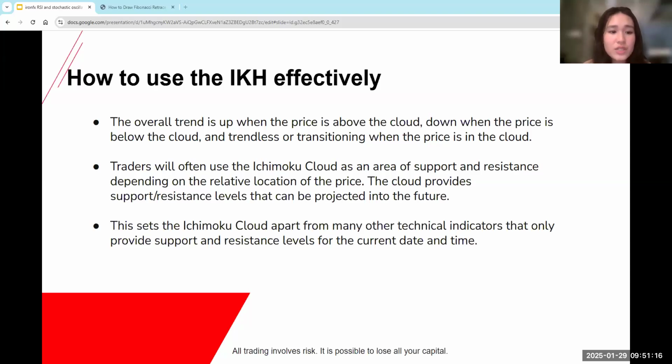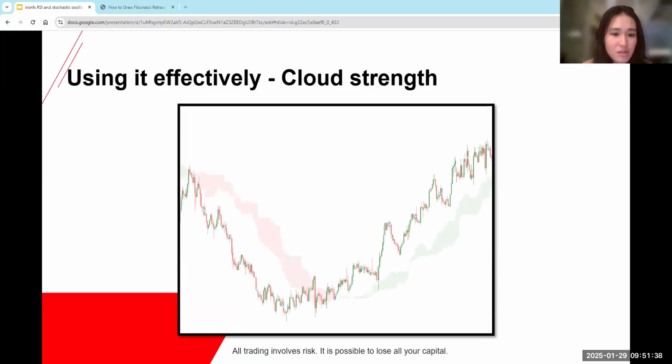So traders will often use the Ichimoku cloud as an area of support and resistance, depending on the relative location of the price. The cloud provides support and resistance levels that can be projected into the future. This sets the Ichimoku cloud apart from many other technical indicators that only provide support and resistance levels for the current date and time. So this is an example.